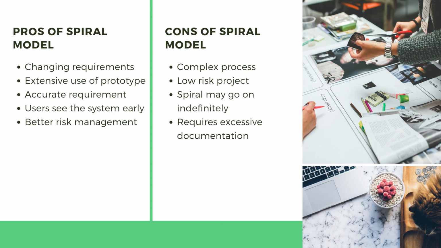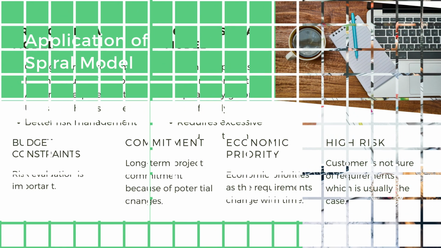What are the disadvantages of the spiral model? The spiral model management is more complex as compared to the iterative model and waterfall model. End of the project may not be known early. The process of the spiral model is complex. Then it is not suitable for small or low risk projects and it could be expensive for small projects. Spiral model may go on indefinitely. A large number of intermediate stages requires excessive documentation.